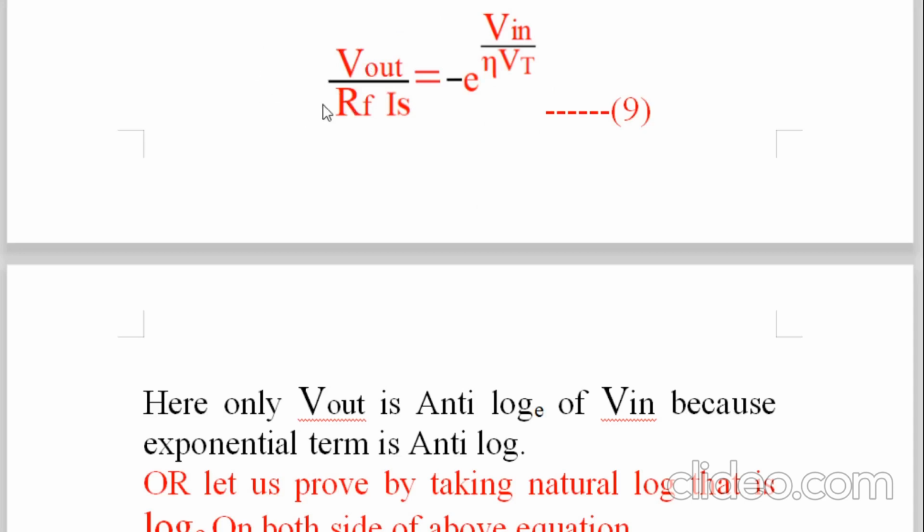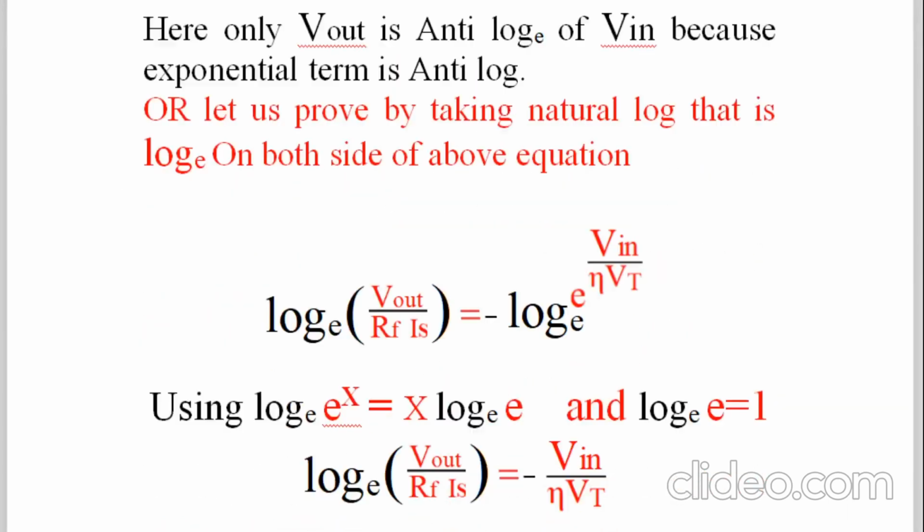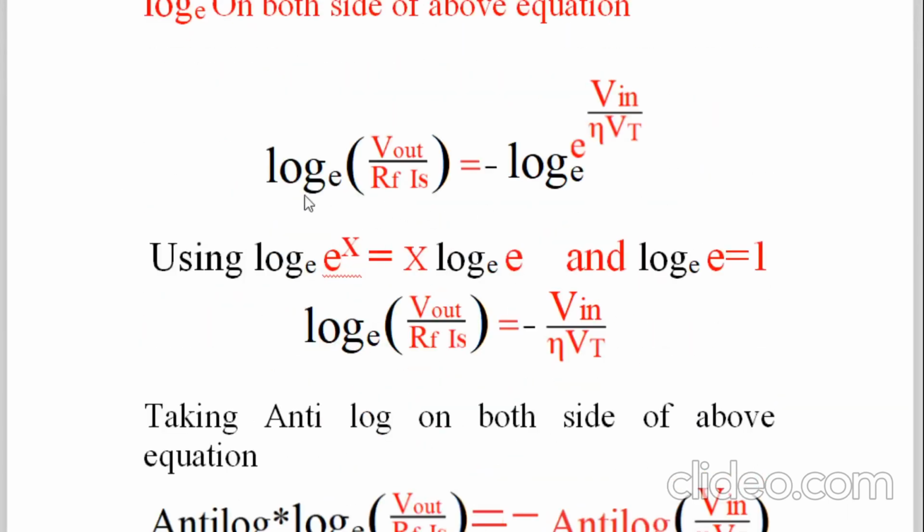So log to the base e of Vout upon RF into IS, in brackets, is equal to minus log to the base e of what? e raised to Vin divided by eta into Vt. Since we have taken the log on both sides, don't forget that it is log to the base e, and that is e raised to x, where x is Vin divided by eta into Vt.